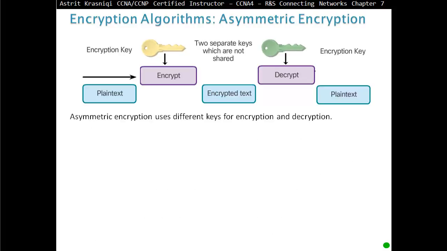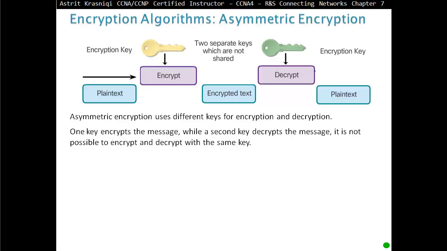Asymmetric encryption is when you have a different key. The source has a different key to encrypt and uses another key to decrypt. So two separate keys are used and not shared. So one key to encrypt something and another key to decrypt it. One key encrypts the message while the second key decrypts the message. It is not possible to encrypt and decrypt with the same key.